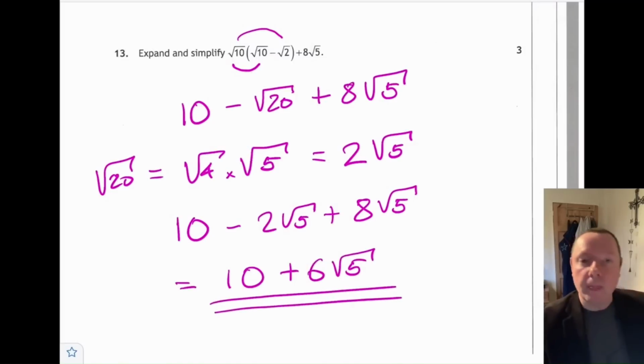And we're done. Can't add the 10 and the 6 root 5 because they're different from each other. One's a whole number, one's got a root in it.